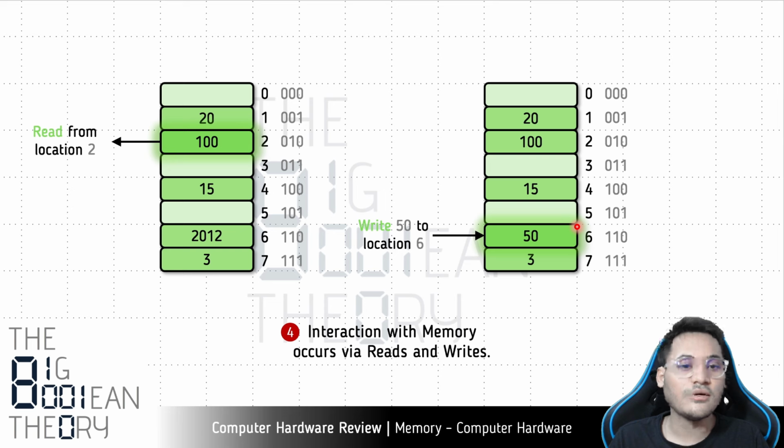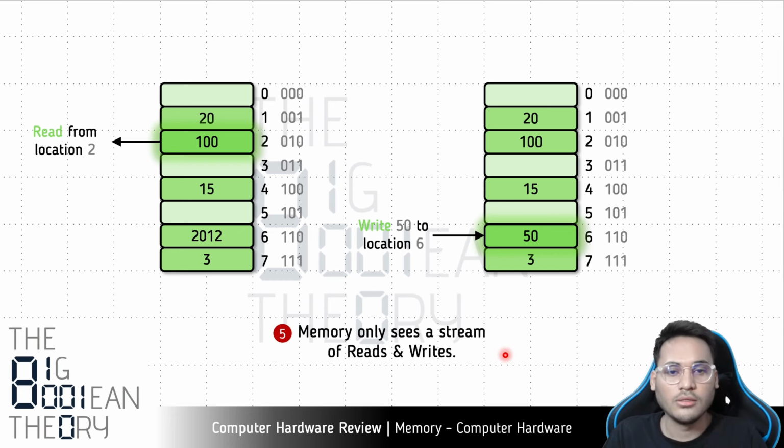Reads and writes are also known as load and store. They mean the same thing. In the previous slide, we also said that we store information in the memory so that we can retrieve it at a later point in time. So now you understand how you can store in the memory and then later retrieve it.